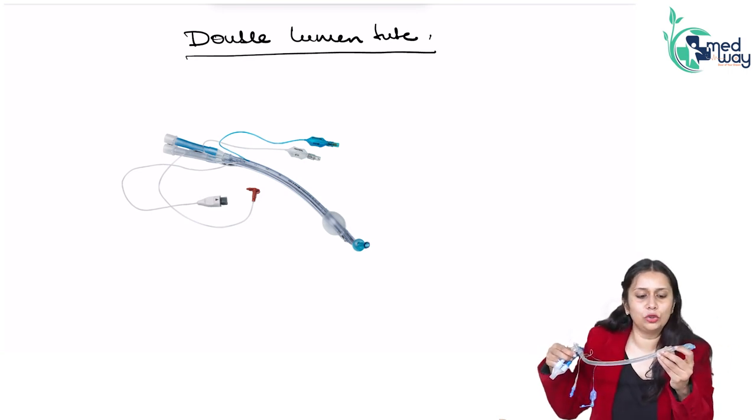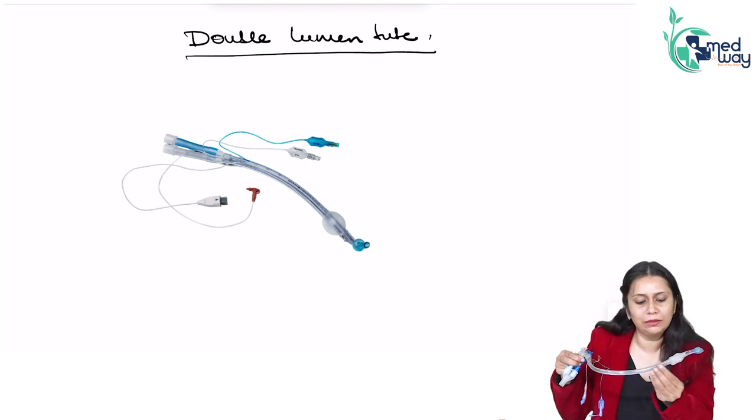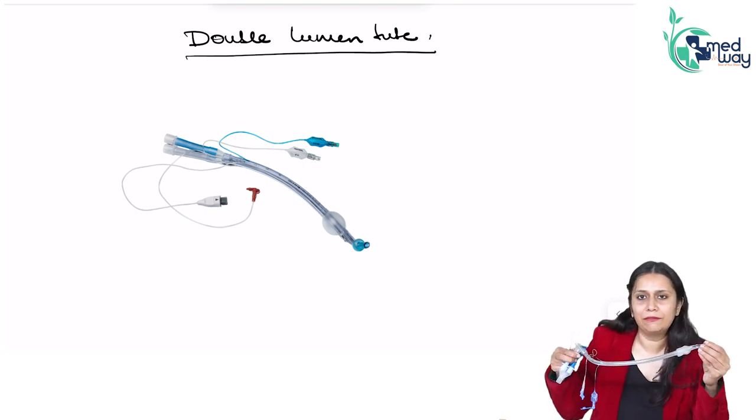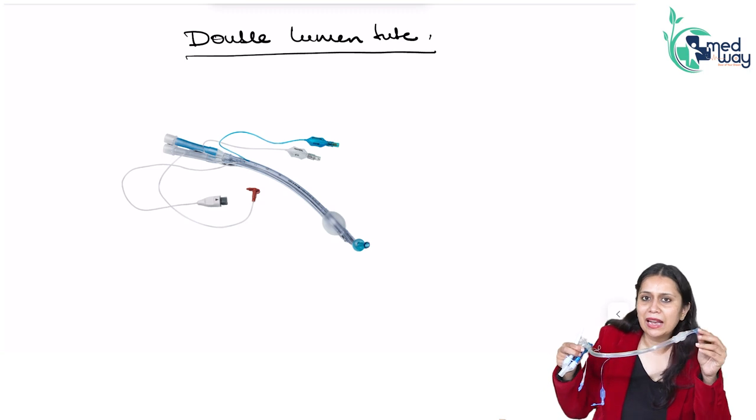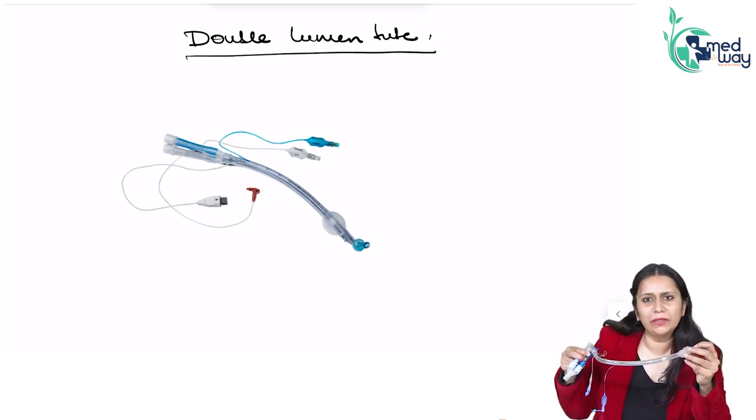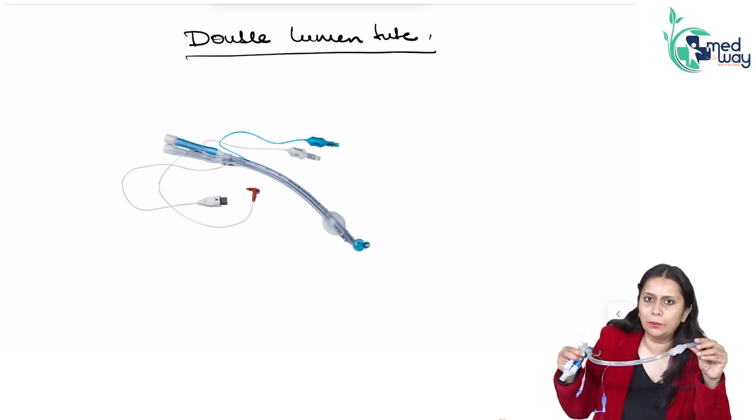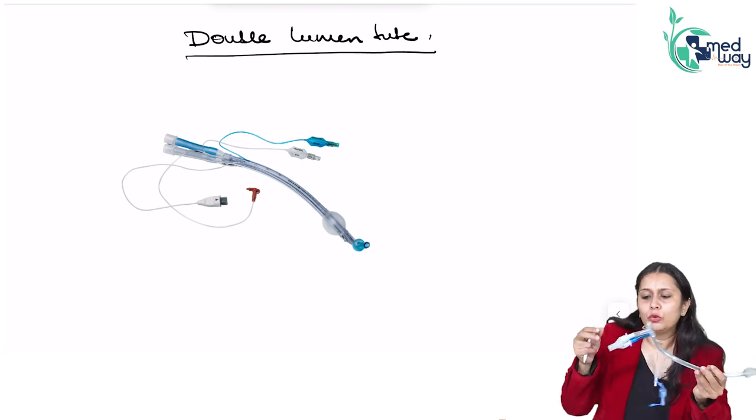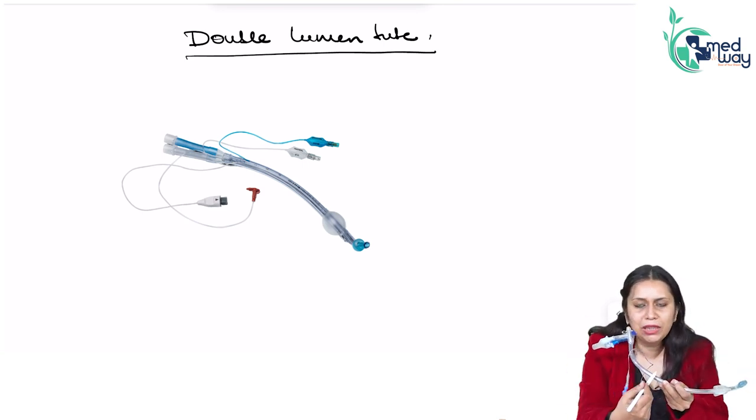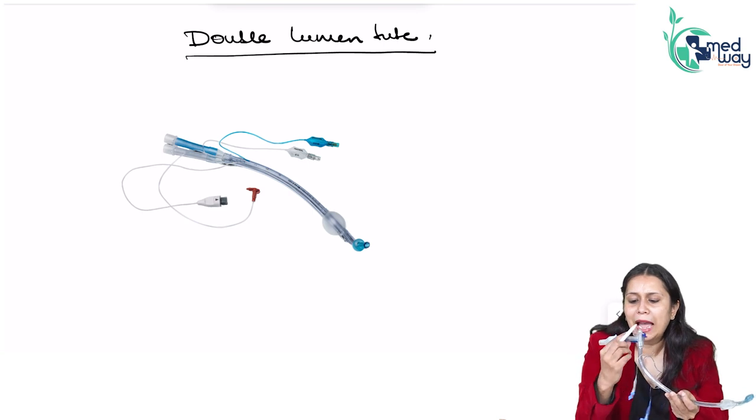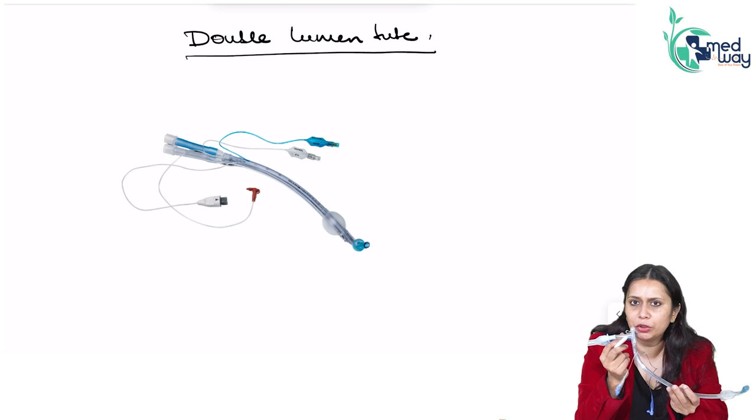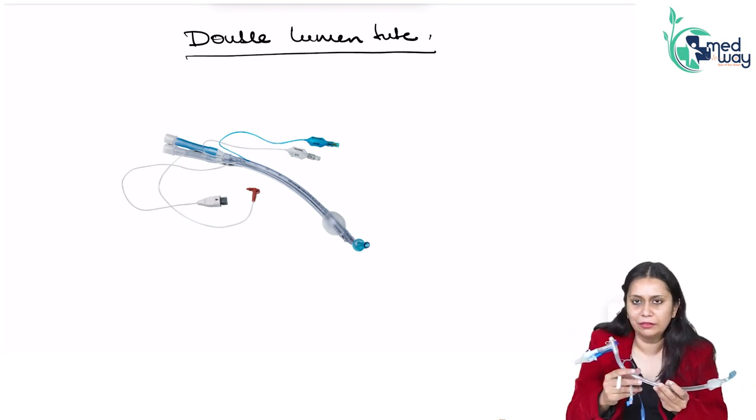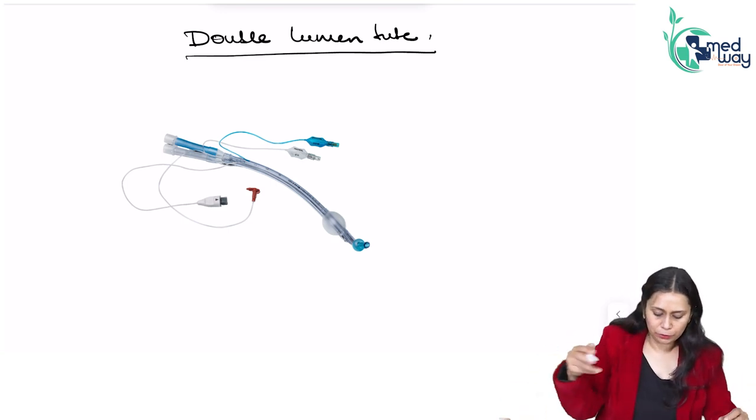This is the one lumen which ends here, and the second lumen, the blue one, which ends a little further. Now this has two lumens. One lumen will end in the trachea, and the other will go into one of the bronchi. So we can ventilate only one lung by clamping one of the tubings of this double lumen tube. So we can use it for one lung ventilation. So this is the double lumen tube.